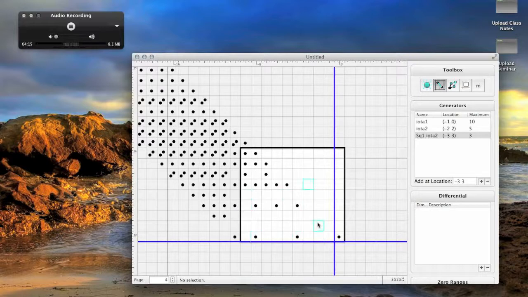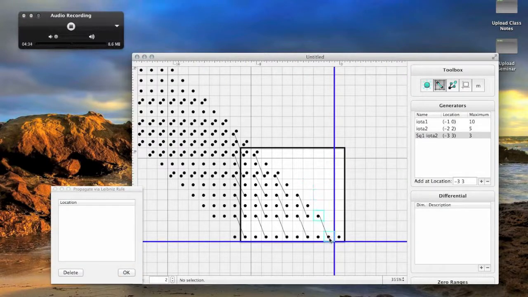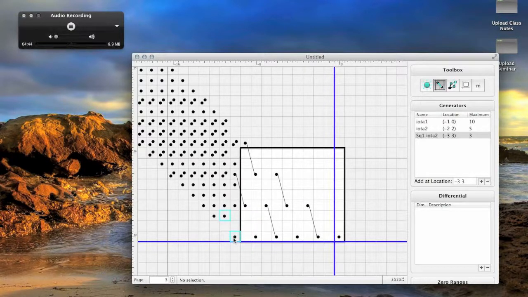Something strange seems to have happened. This class does not belong. The reason that this has occurred is because when we first ran the Leibniz propagation on page 2, we only told the computer about 2 of the generating classes, but we have since added a third. To fix this problem, we simply rerun Leibniz propagation. There are 3 generators on this page now, as selected. And now we can see that the computer detects more differentials. When we turn the page, we see a better picture.